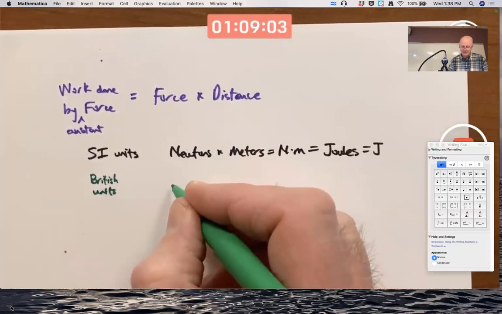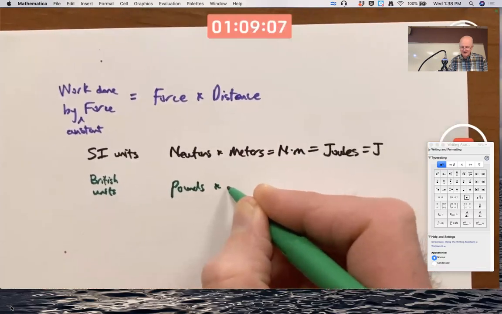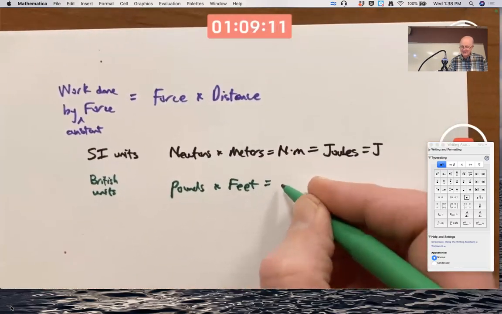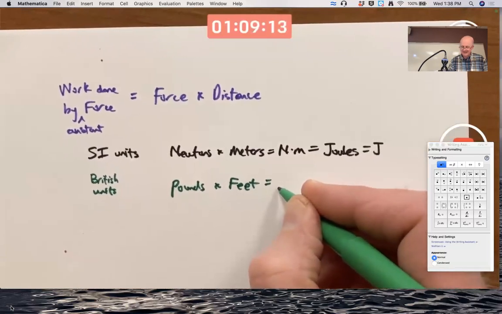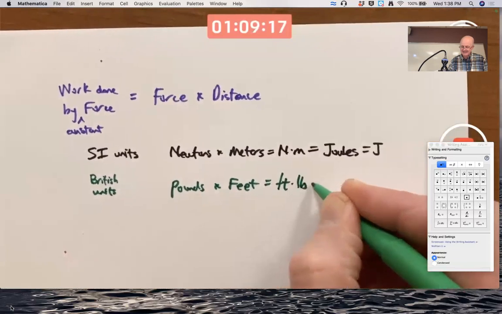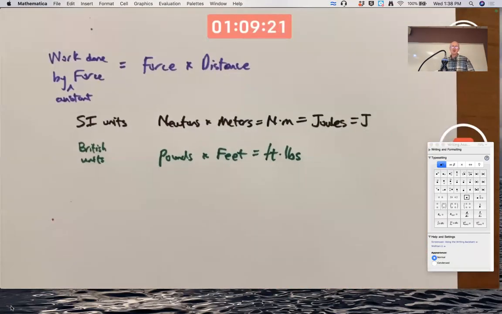Units of force are actually pounds, and units of distance are feet. And you'd write your units as foot-pounds, typically. Maybe abbreviate ft times lbs, foot-pounds. Does that have a shorter name? I don't think it does. If it does, I'm not familiar with it. Foot-pounds are also units of energy.